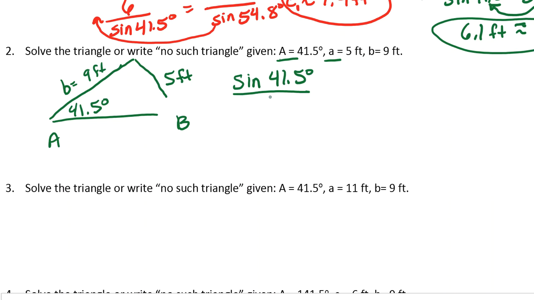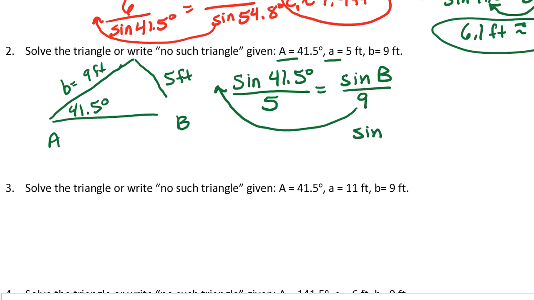So sine of angle A over side a, equals sine of angle B over side b. We multiply the 9 to the other side, and if we get a value that is bigger than 1, we know that that's impossible. The sine of an angle is never larger than 1. So grab your calculator and see what you come up with. And I come up with something close to 1.193. So immediately we know that's impossible.